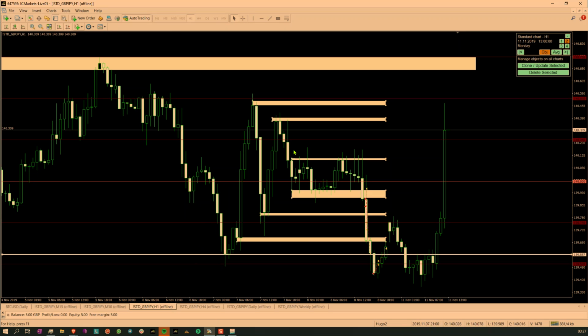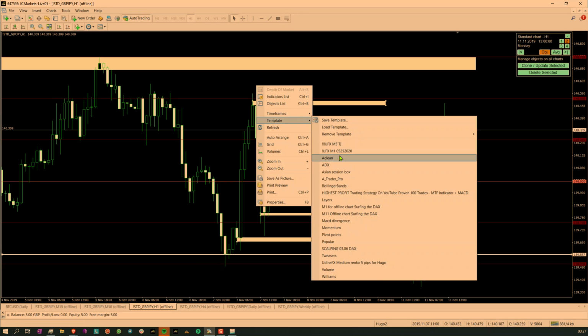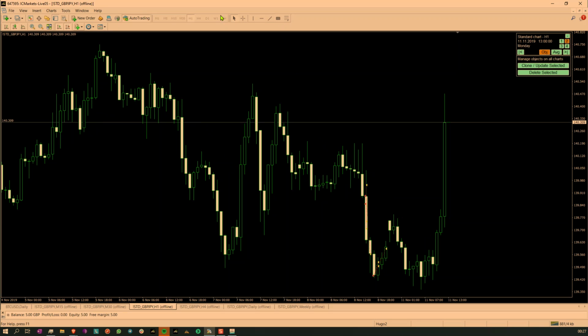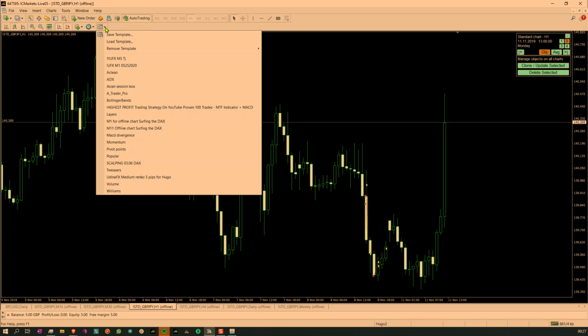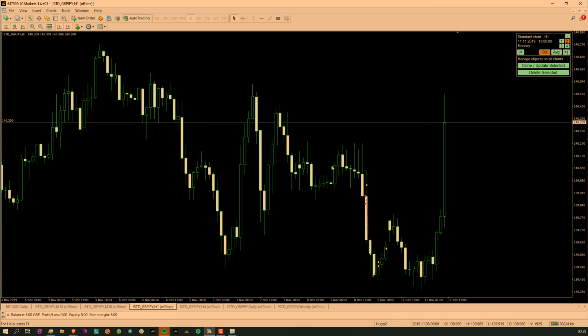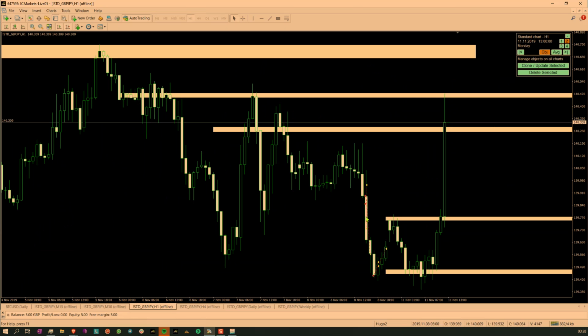Now can we just put the queen template again? Brilliant. I just need to take the CMA and save the template. Save template. Save queen. Okay, so let's clone those zones now. That's very nice, very nice, very nice.